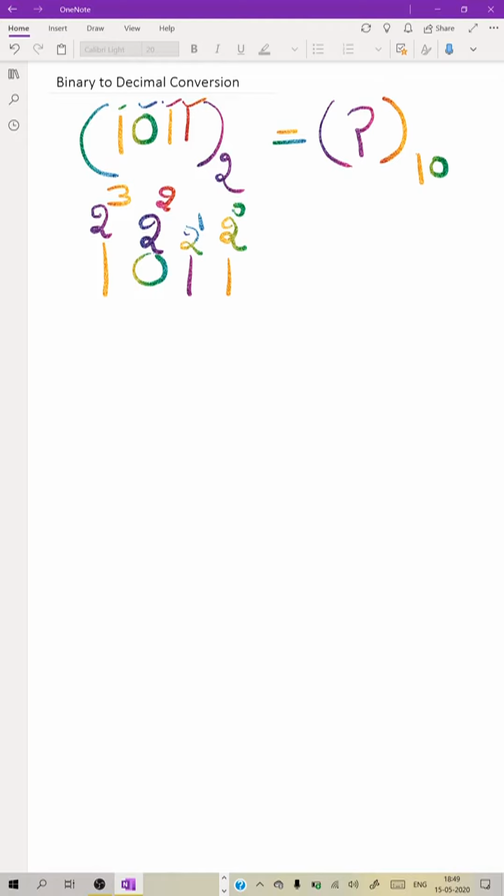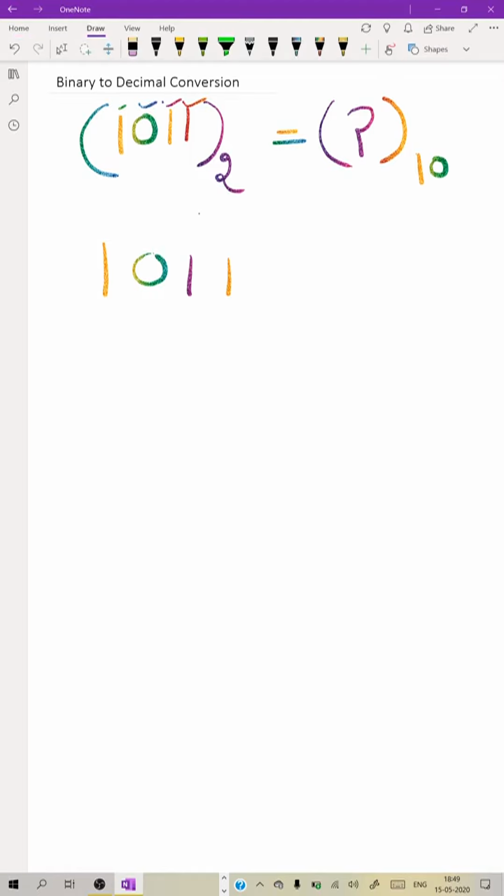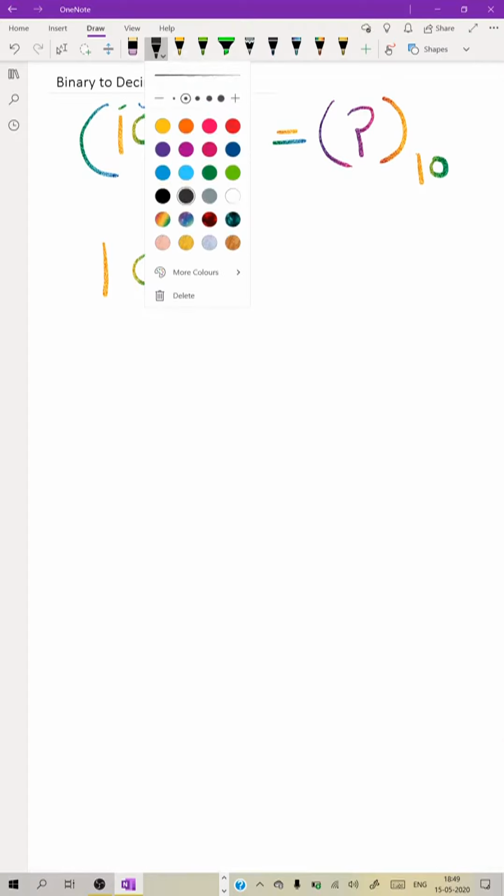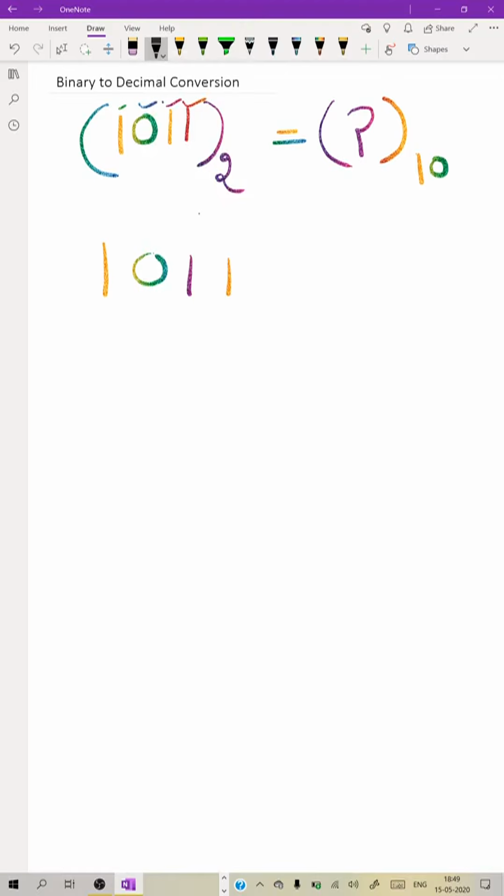Again you can understand this point. You can start from this side: 2 raised to power 0, 2 raised to power 1, 2 raised to power 2, and 2 raised to power 3. So now you can again write down.